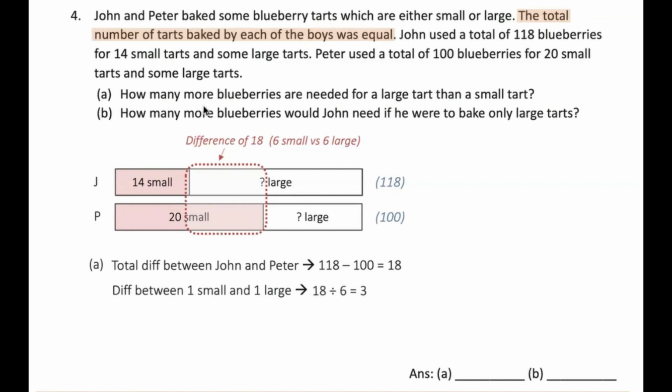So that is the answer to part A. How many more blueberries are needed for a large tart than a small tart? So they're asking the difference. So it's 3. How many more blueberries would John need if he were to bake only large tarts?